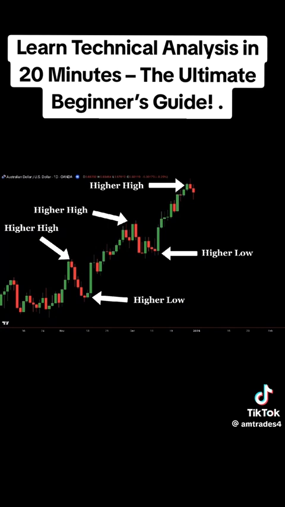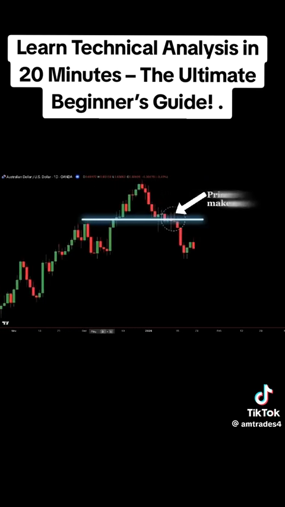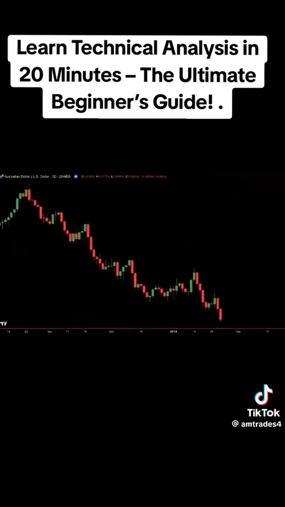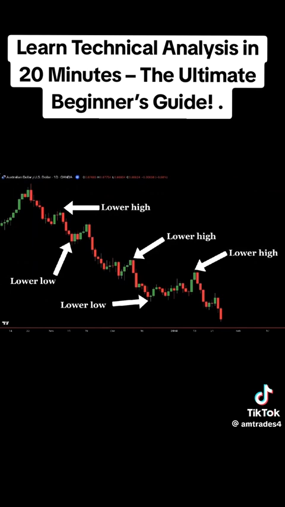An uptrend stays valid as long as price continues making higher highs and higher lows. If price fails to make a new high and starts creating lower lows, it could be a sign that the trend is weakening. A downtrend is the opposite. It happens when the market forms lower highs and lower lows over time. This means sellers are in control, continuously driving prices down.